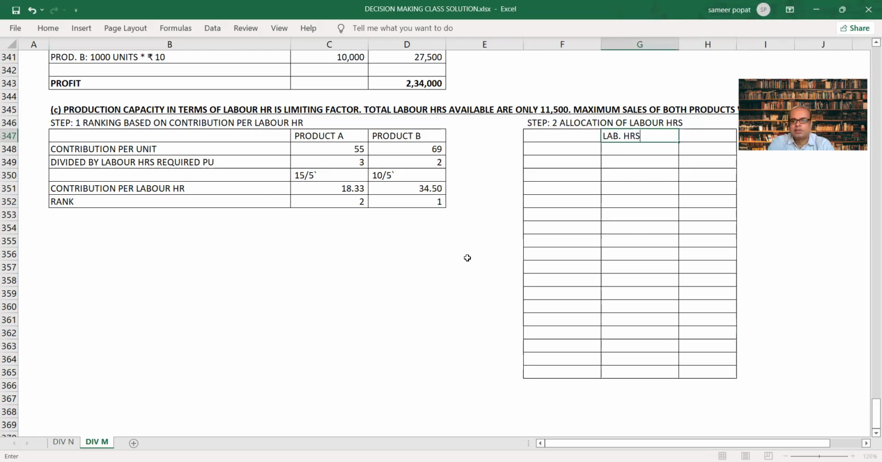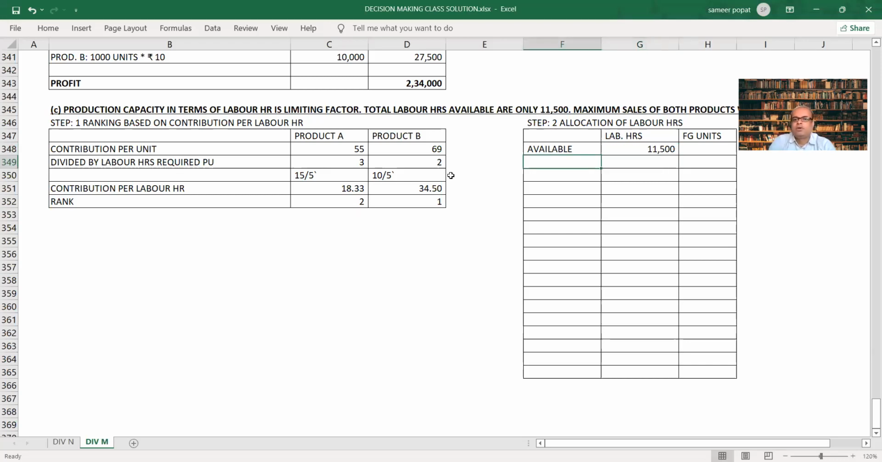Labor hours and finished goods units. Now, total available labor hours are given here as 11,500. Total labor hours are available to the extent of 11,500.